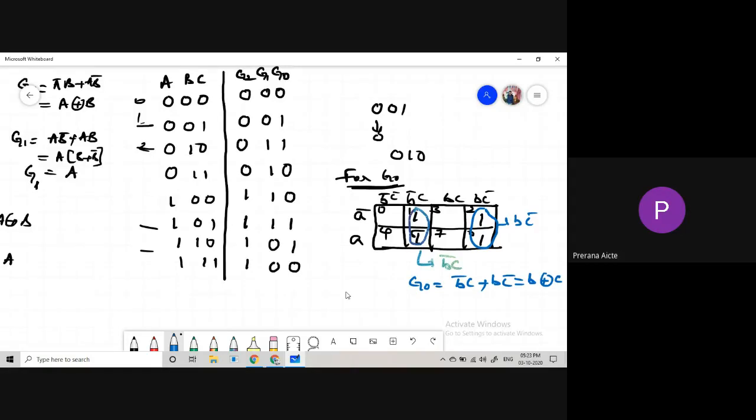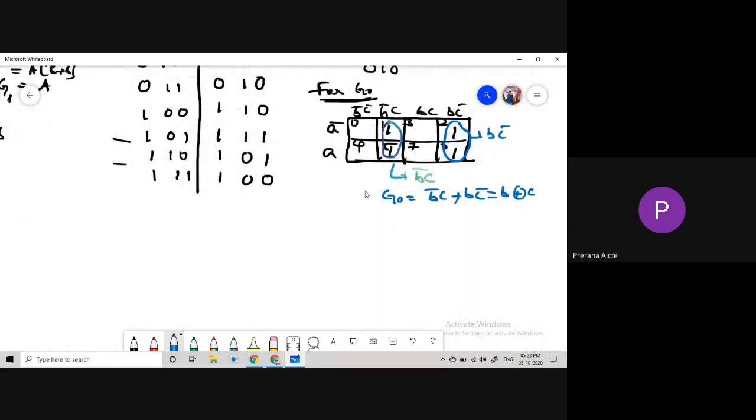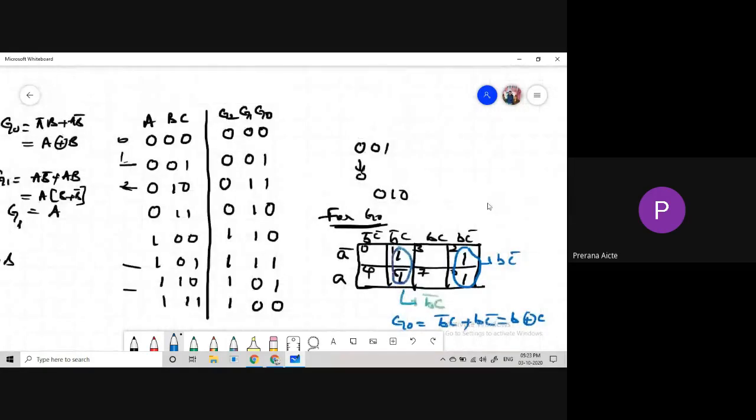And then similarly for G1, the numbers are 2, 3, 4, 5.